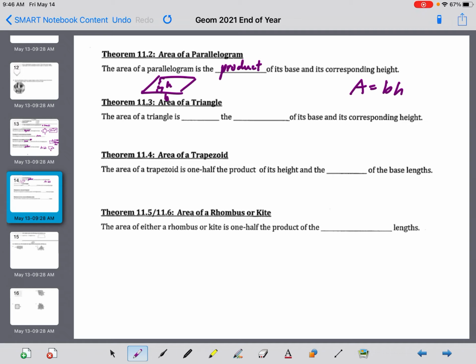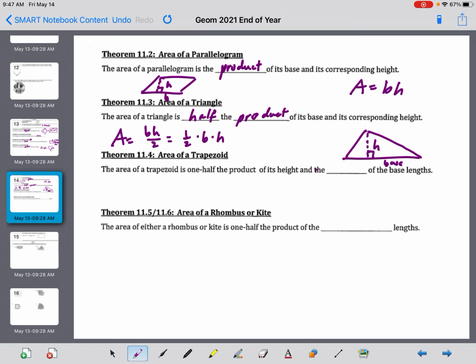Area of a triangle. Area of a triangle is half the product of the base and the corresponding height. Half the product. So in a triangle, you have a base, but then you have to have a corresponding height. So it's base times height divided by 2, or 1/2 times b times h, 1/2 bh. So use either version for the area of a triangle, base times height divided by 2.